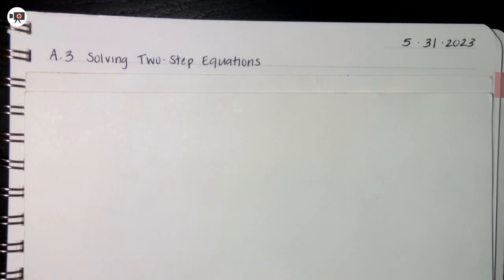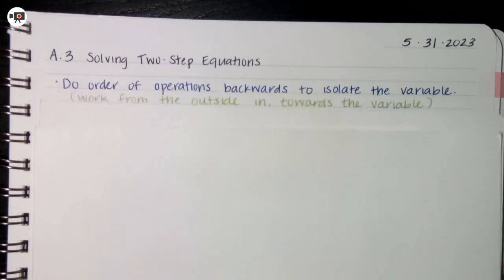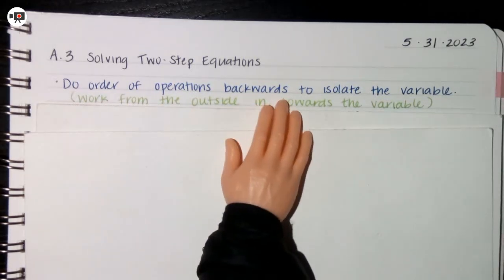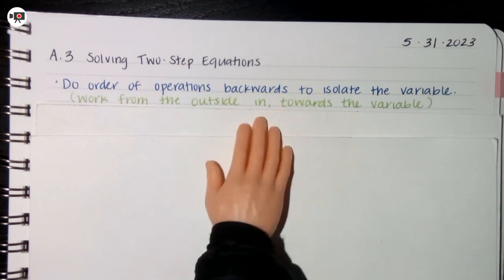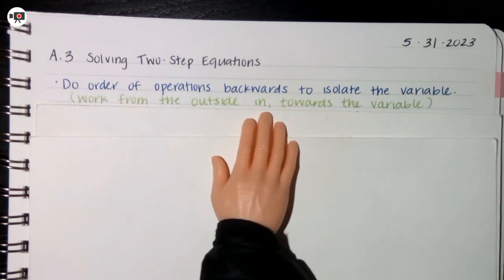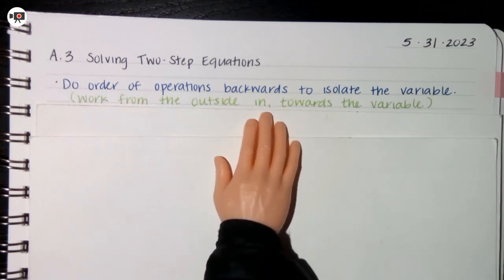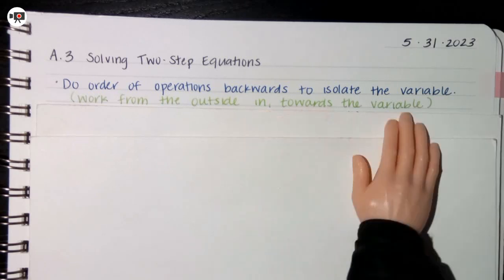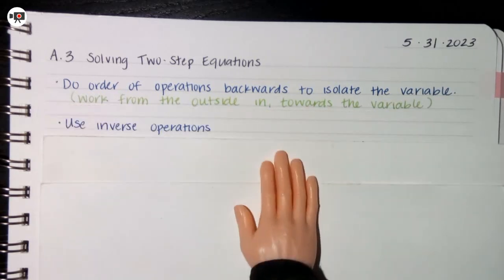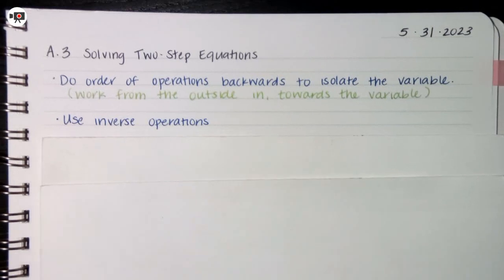This is A.3, solving two-step equations. To solve two-step equations, we are going to do the order of operations backwards to isolate the variable. That means we're working from the outside in of the side of the equation that has the variable, and we're going to work towards the variable. To do this, we are going to use inverse operations.